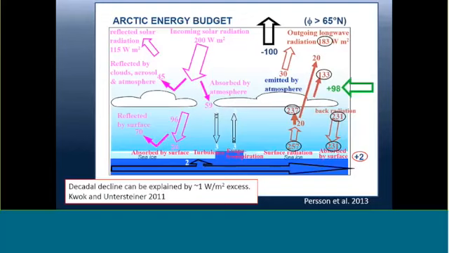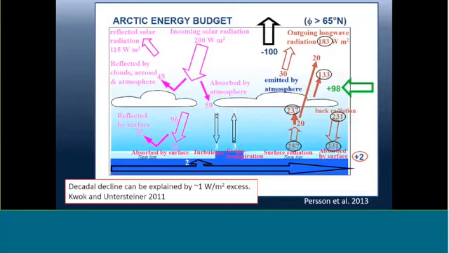And recently, Kwok and Untersteiner suggested that this decadal decline we've seen in the sea ice can be explained by something on the order of 1 watt per meter squared excess energy in the system. And so that 1 watt is really small relative to these generally much larger fluxes moving around the system. And also, importantly, the uncertainty of these fluxes. A lot of these numbers have been derived from individual campaigns at a certain location or a certain time, or some attempt at spatially integrated values from satellites. But we have huge uncertainties, and there's huge spatial variability in these flux terms that are moving through the system.